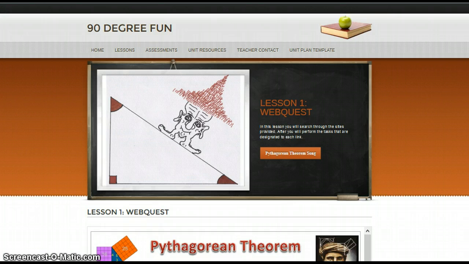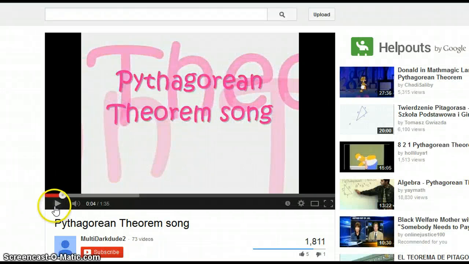Now moving along the navigation, let's look at lesson 1. To start lesson 1, I have a funny Pythagorean theorem song. This is just a taste of what the students will be seeing.